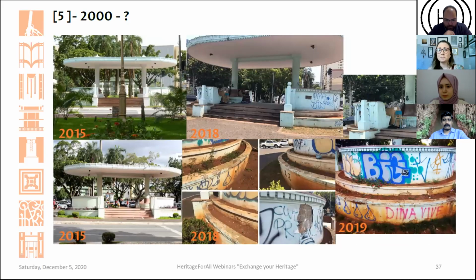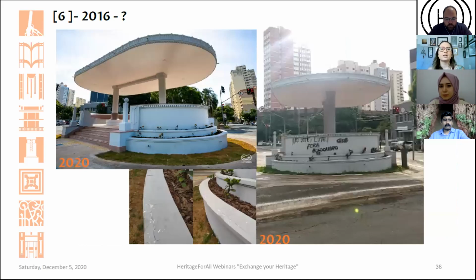This is the bandstand. I can show you, it has always been building and rebuilding and rebuilding. In 2015, it was okay, new. In 2018, it was almost street art, the painting was falling. And it was rebuilt this year, in 2020. And this is a picture from last week, and it already has some art and some painting falling apart.